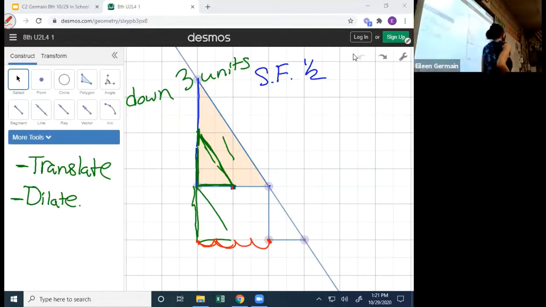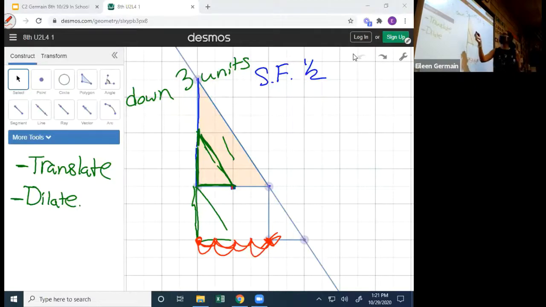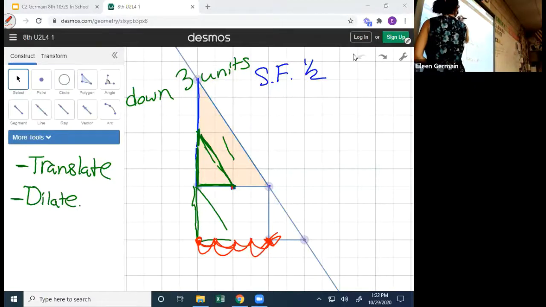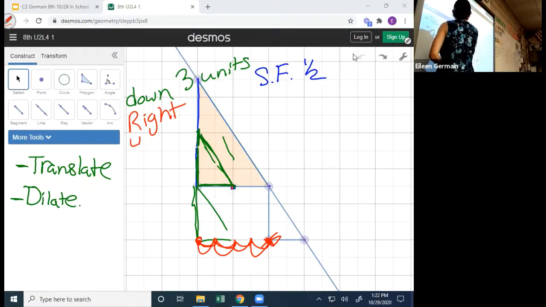Let's see why. Because we're taking our corresponding vertex here and we want to count its distance to get to here. So it would be 1, 2, 3, 4. So we translate it down 3 units and to the right 4 units.